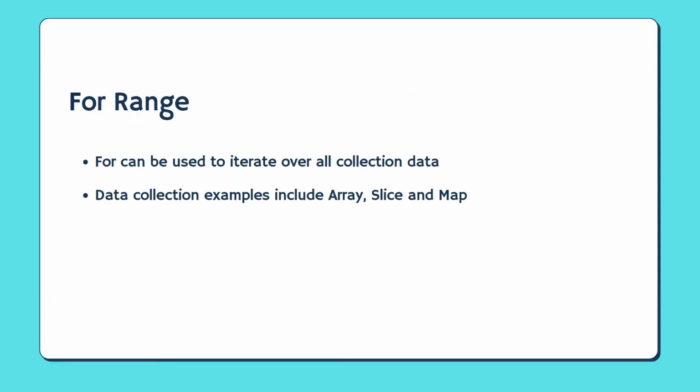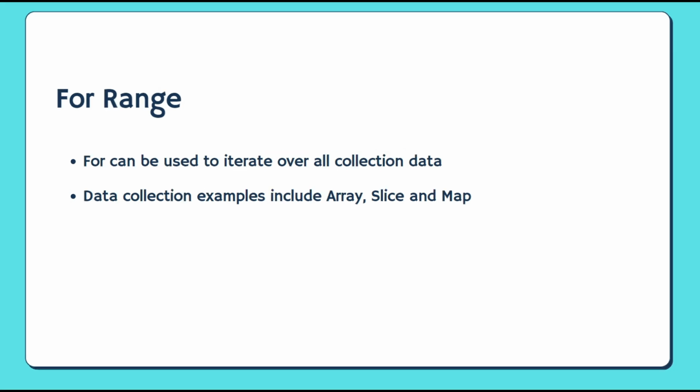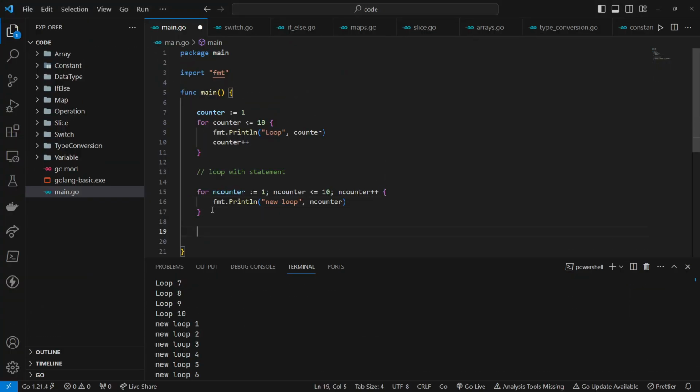For range. For can be used to iterate over all collection data. Data collection examples include array, slice, and map. In the subsequent example, we employ the range keyword to iterate over the elements of a array in the Go programming language. Prior to this, we initialize a array containing strings.